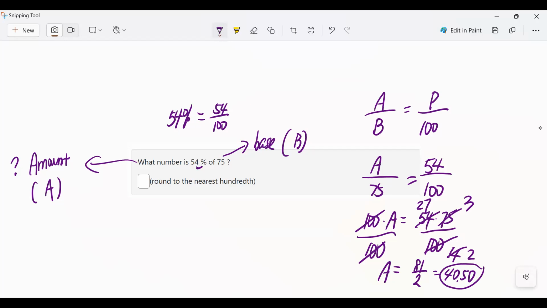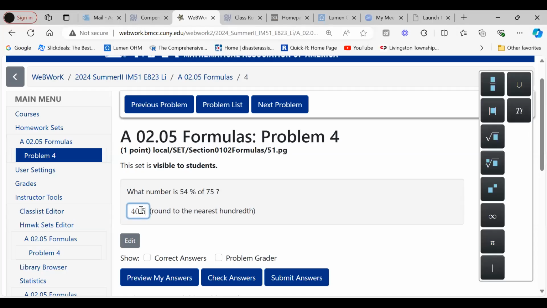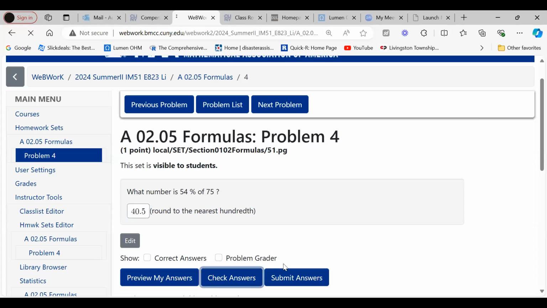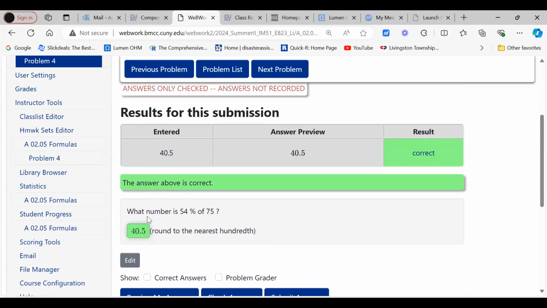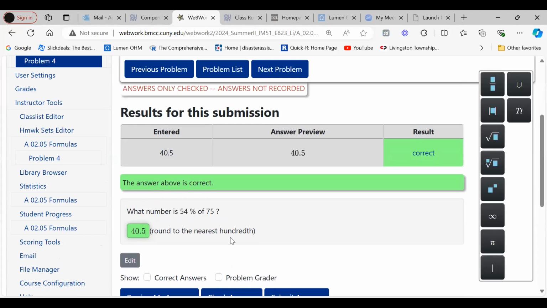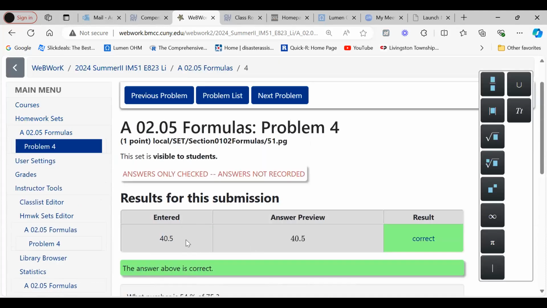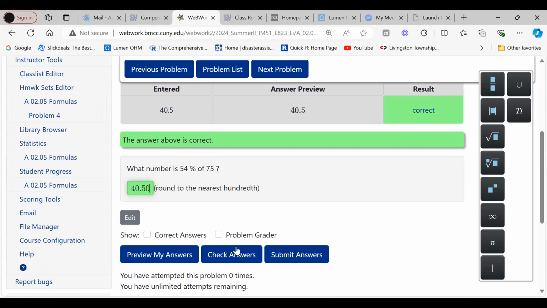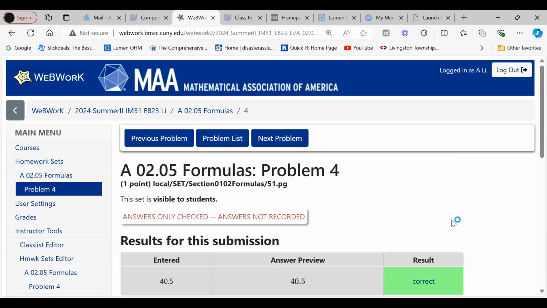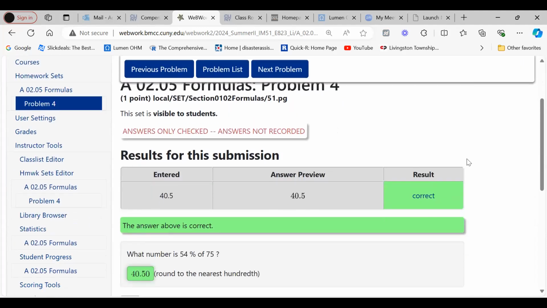Any question about this? Okay, so the answer is 40.5. I think it should be good, even though they say round to the hundredth. If you just put in the exact answer, no problem, right? But if you put the actual zero in the back, it's equally good. Okay. Any question about this?